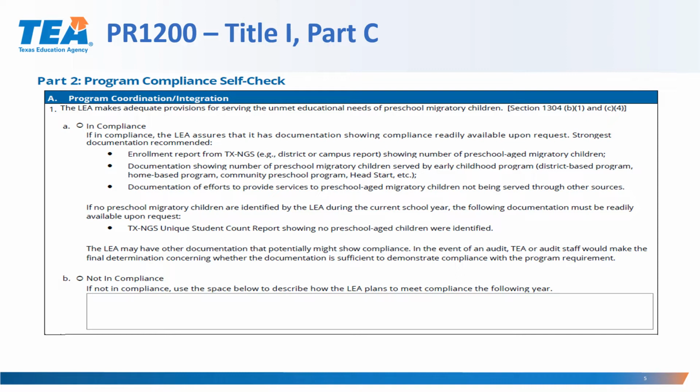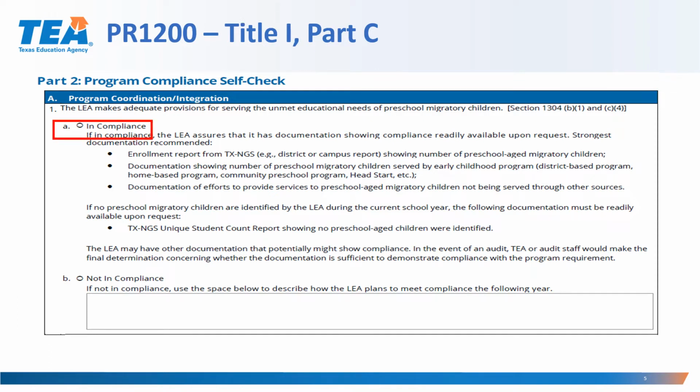If Not in Compliance is selected, use the space provided to describe how the LEA plans to meet the compliance for the following year. An NA is only an option for some requirements and under very specific circumstances that are listed where applicable. Now let's take a look at the first compliance item that we have here.